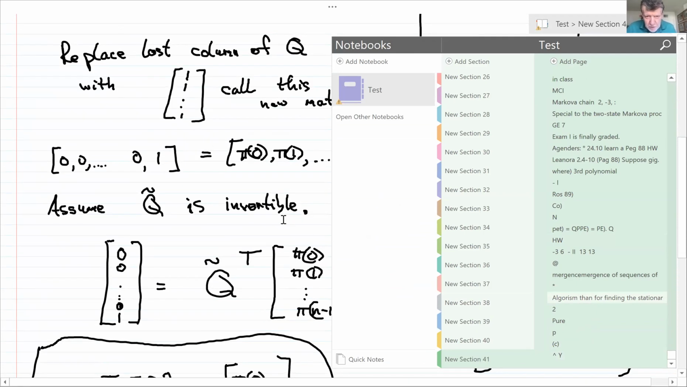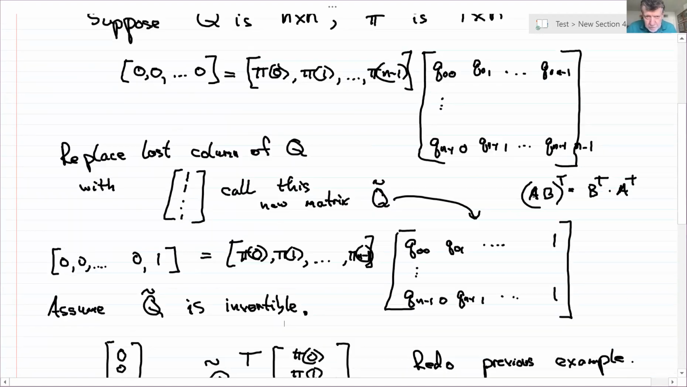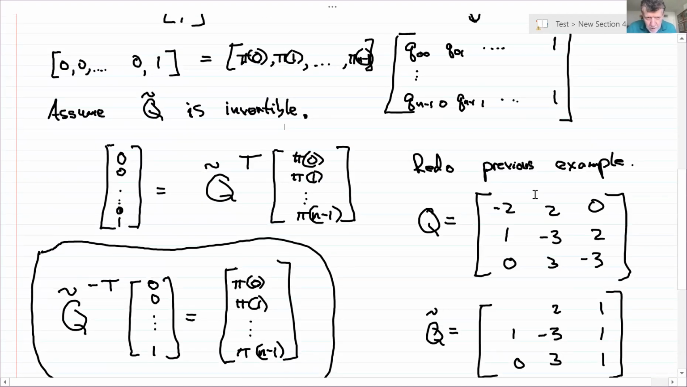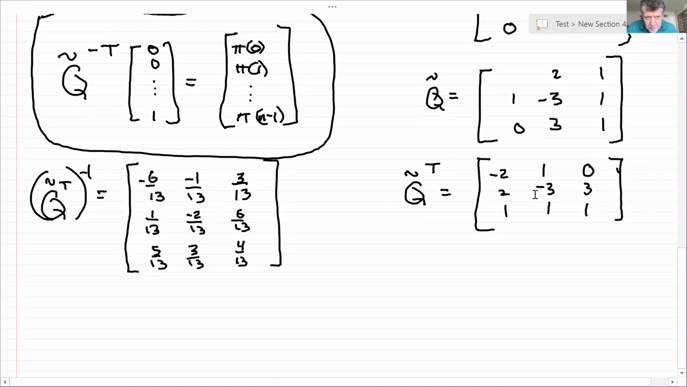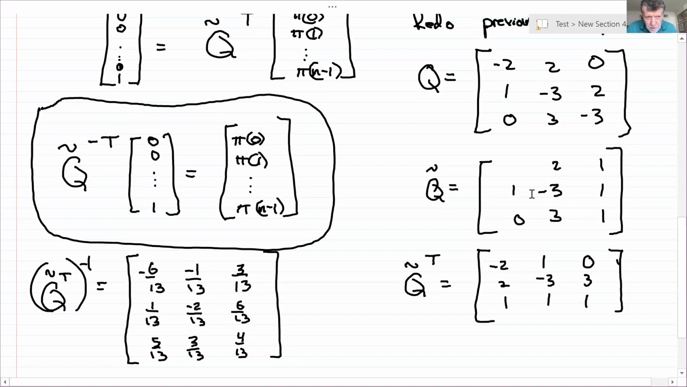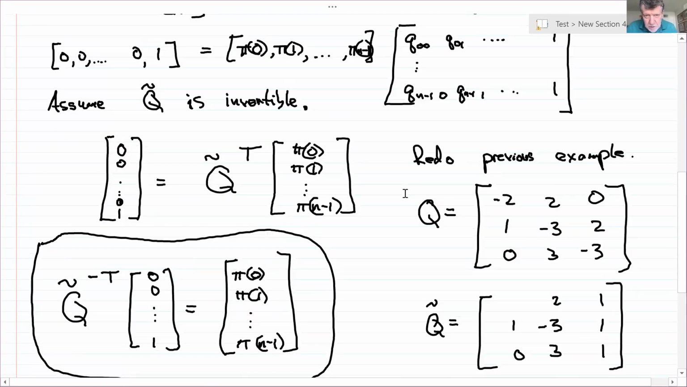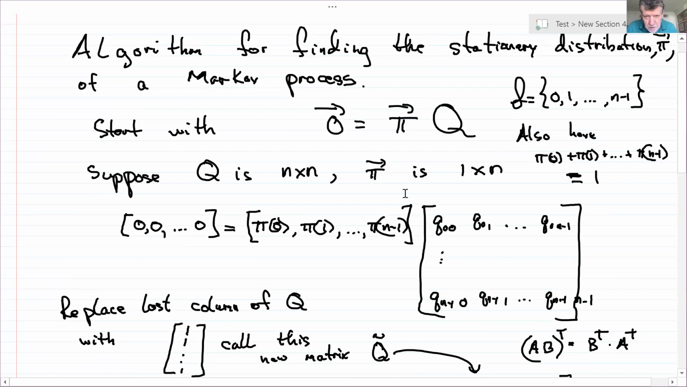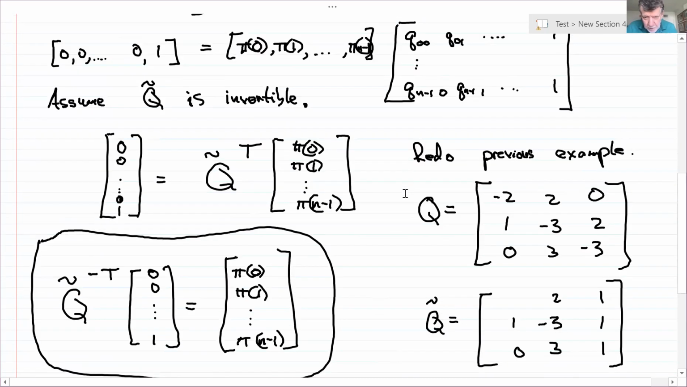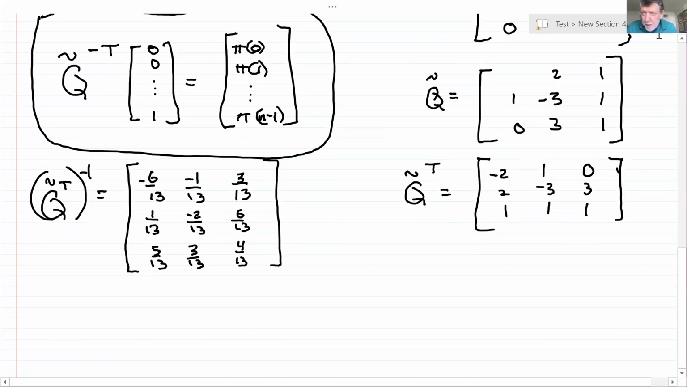So this is something we did the other day. That was the algorithm. This was the algorithm for finding a stationary and therefore often a steady state distribution for a Markov process. And we did it on the previous example and it worked out. And then we did the monster. Let's see if I still have the monster here.